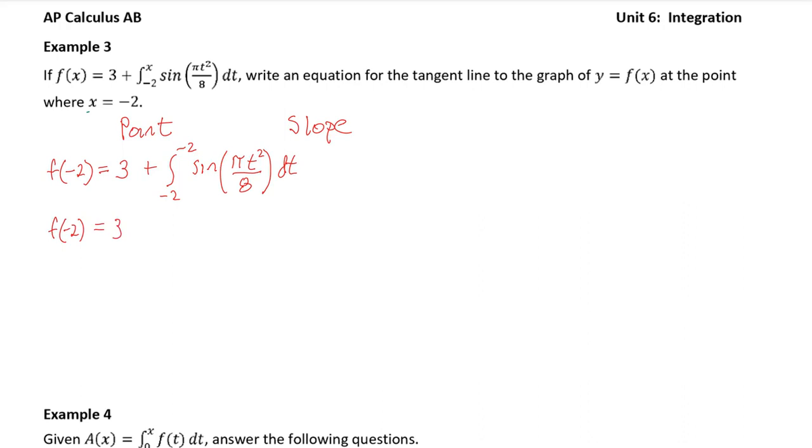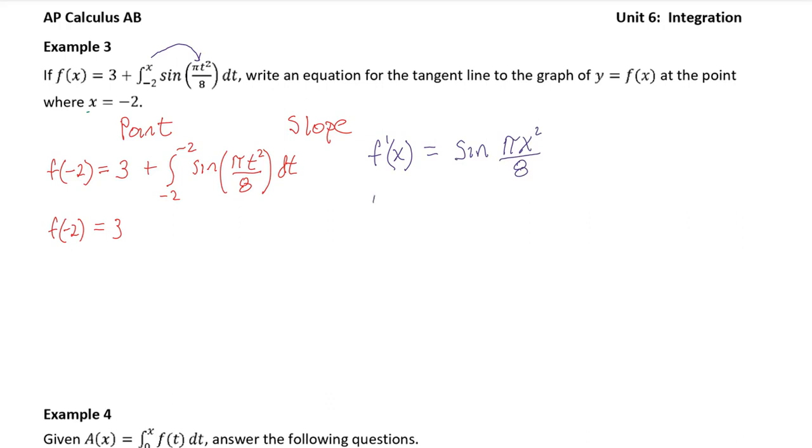Now I need a slope. Well, a slope comes from a derivative. So I need f prime of x first. So I go back to my original equation and I look at the 3. What's the derivative of 3? That's 0. And then for the derivative of the integral, I'm going to take that value of x and I'm going to plug it in for t again. So my derivative is 0 plus, or just plus, sine of pi x squared over 8. That's my derivative.